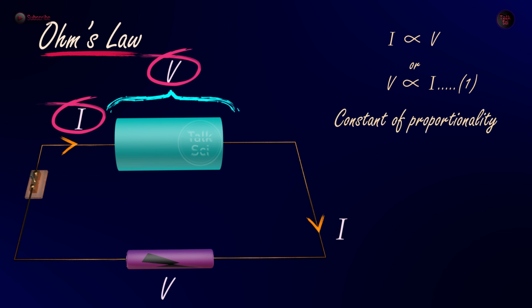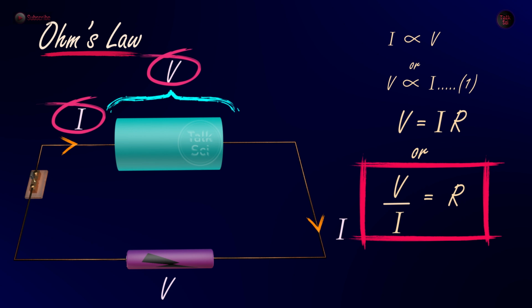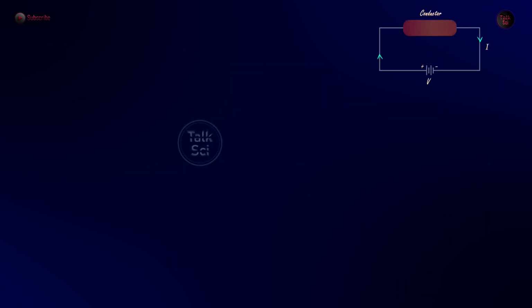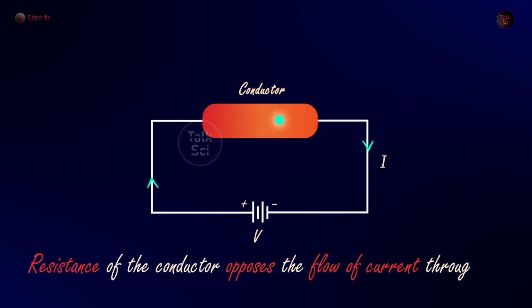Then we can write equation 1 as V is equal to IR, or V by I is equal to R. Here, R is called the electrical resistance, or simply we say resistance. It is the property of an object. When a current flows through a conductor, the resistance of the conductor opposes the flow of current through it.